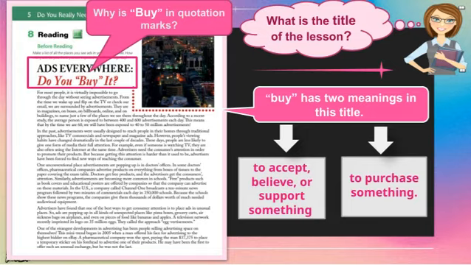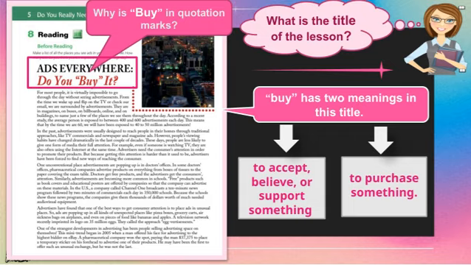So what's the title of this lesson? Well, it's to purchase something and also to accept, believe, or support something. Now, you might notice that the word buy has two different meanings here, and that's actually a key point, because understanding these two meanings helps us see how versatile this word really is. You might wonder, why is buy in quotation marks? That's because we're highlighting that the word can be used in different ways depending on the context.